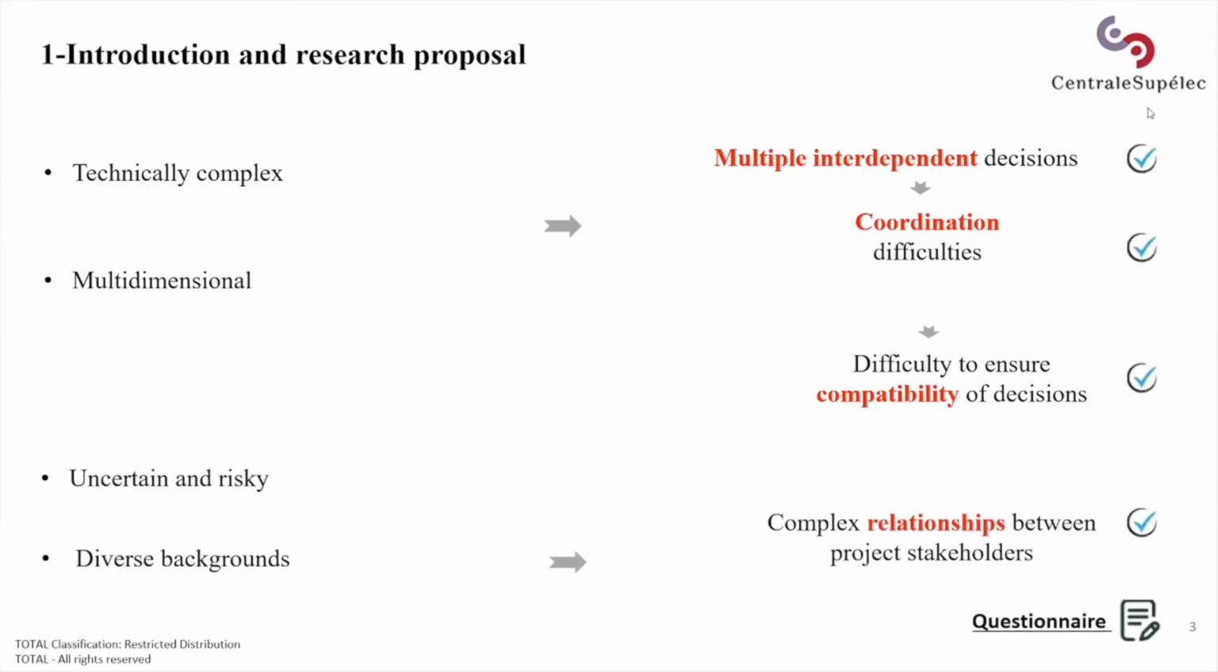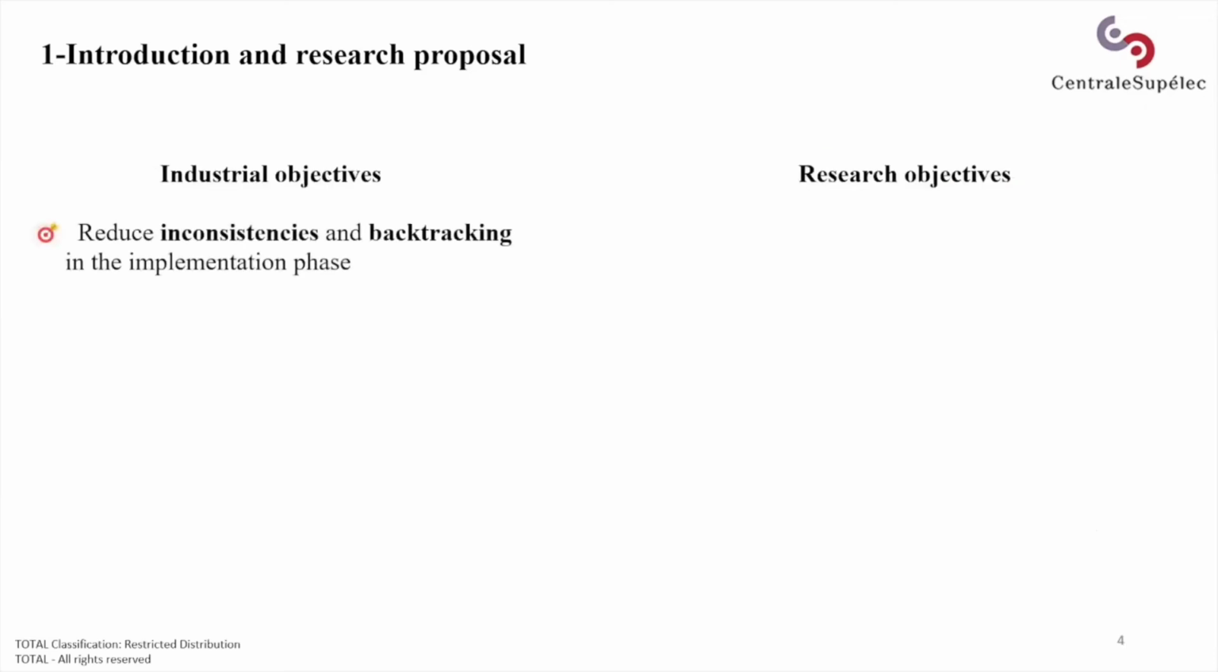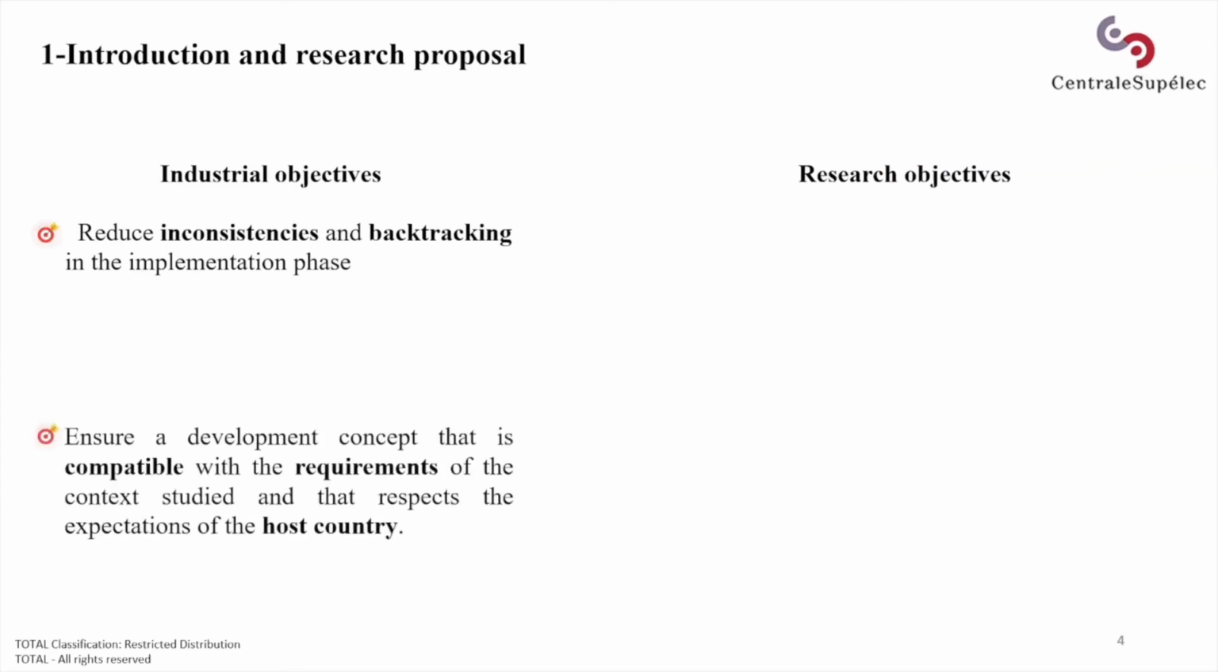In fact, these 4 issues identified from literature have been confirmed by a set of interviews carried out at the beginning of the thesis. The first industrial objective is to reduce inconsistencies and backtracking in the implementation phase, which can be critical and very costly for the project. The second one is to ensure a development concept that is compatible with the constraints of the future site and the expectation of the host country.